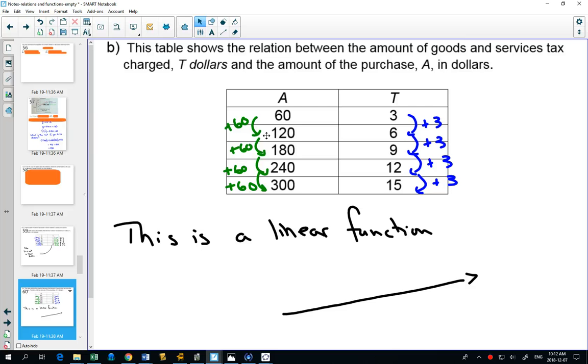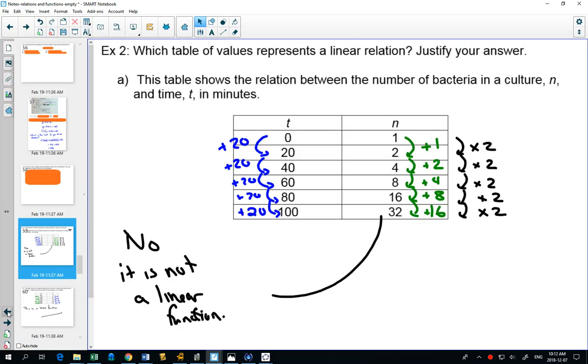One of the things that we do in the next unit a lot of, yes? It wasn't a linear function because in the green, the dependent variable, n, is not increasing by the same amount each time. Oh, okay. So you need a constant or the same increase in both your independent and your dependent variables.